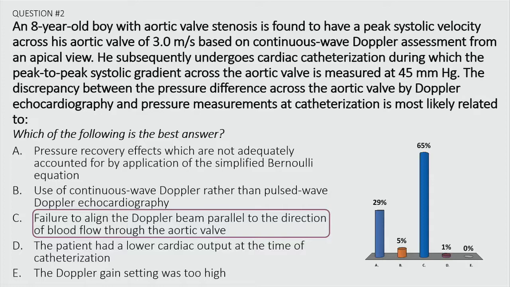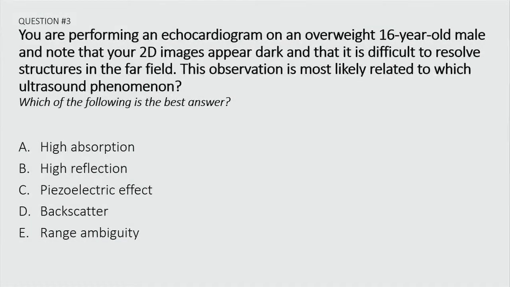All right, question 3. You are performing an echocardiogram on an overweight 16-year-old male, and note that your 2D images appear dark and that it is difficult to resolve structures in the far field. This observation is most likely related to which ultrasound phenomena? A, high absorption, B, high reflection, C, piezoelectric effect, D, backscatter, E, range ambiguity.